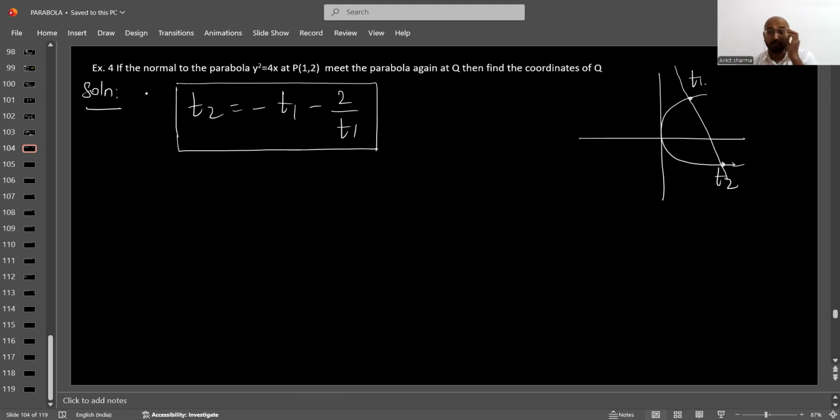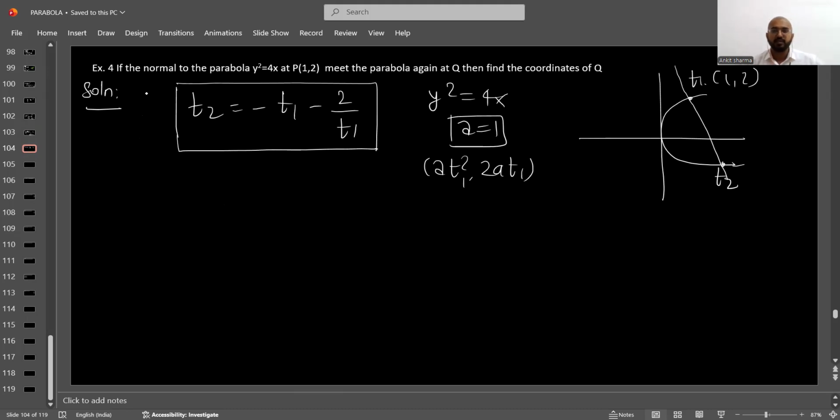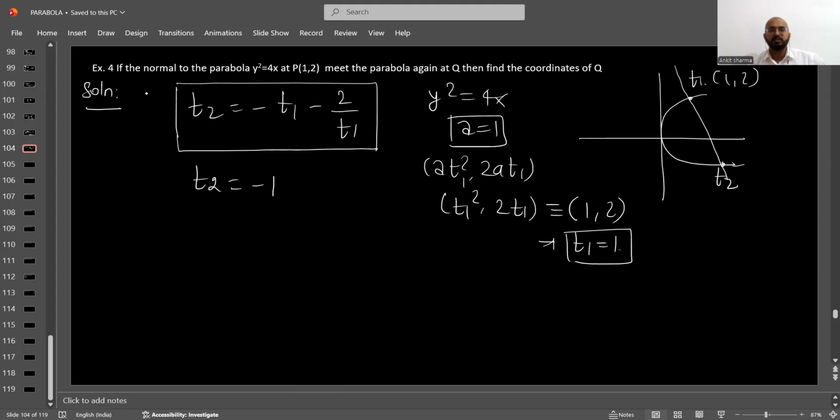So I can consider this point to be 1 comma 2. Now if I compare with y square is equal to 4x, then I get a is equal to 1. So point on the parabola is at square comma 2at. I'll take t1 first because I need to find out t2. So a is 1. That means I now have t1 square comma 2t1. So if I compare this point with 1 comma 2, I have t1 is equal to 1 only. So T1 is 1. That means I get T2 is equal to minus 1 minus 2 by 1, which is minus 3. So T2 is equal to minus 3 basically.